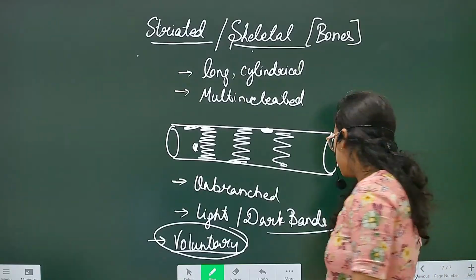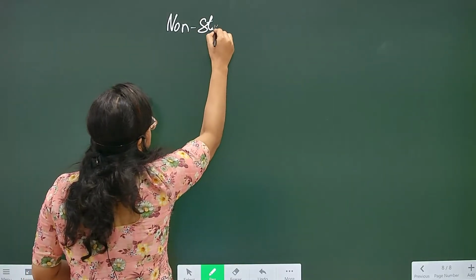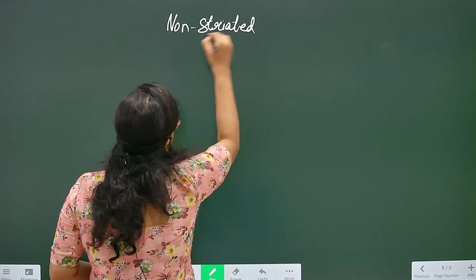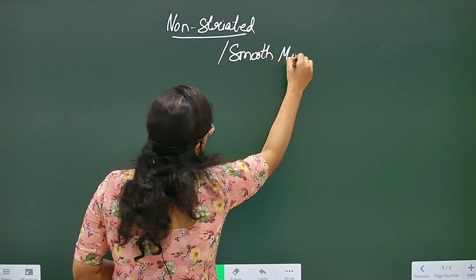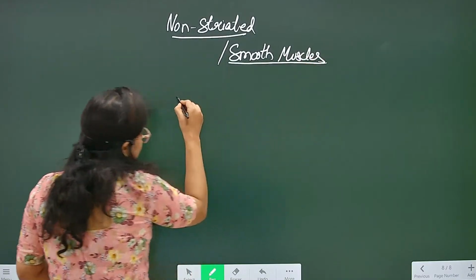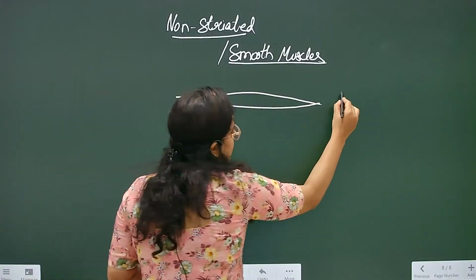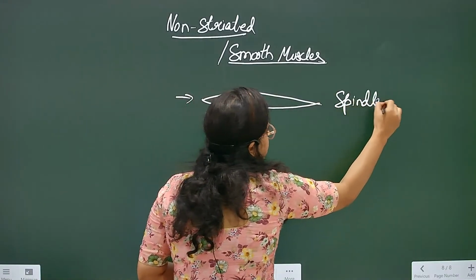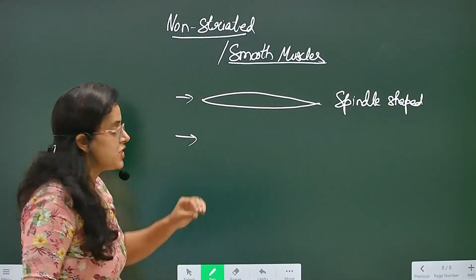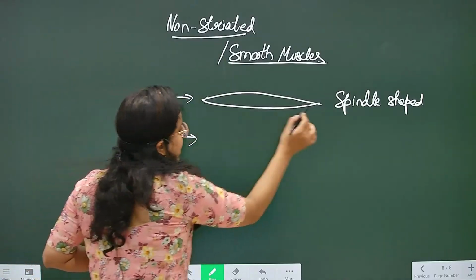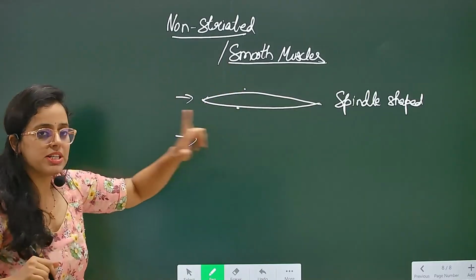Now coming to the another type of muscle, that is non-striated, which means they don't have light and dark bands, okay, or they are also called smooth muscles. These are spindle shaped cells. They are formed of spindle shaped cells, which means at the ends the part is narrow and in the center it is broader. So this is called spindle shaped cells.